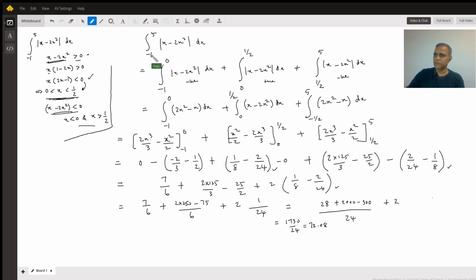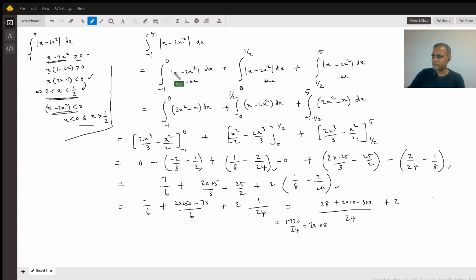And based on those ranges we have just found, we have to split the definite integral. So the definite integral is between -1 and 5. Let's split the range into these three parts: -1 to 0, 0 to half, and half to 5. Based on what we have found before, x minus 2x squared is negative in the range -1 to 0, positive in the range 0 to half, and negative in the range half to 5.